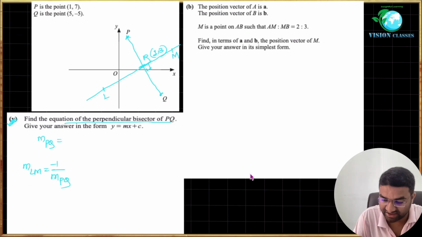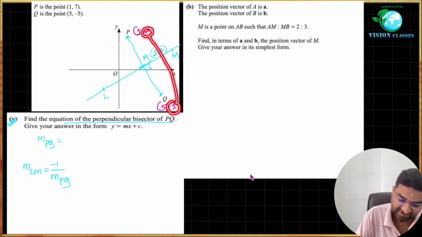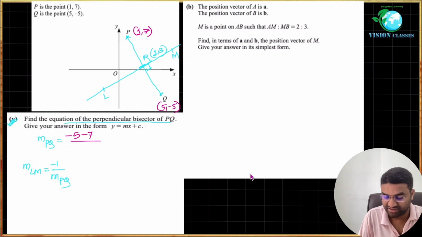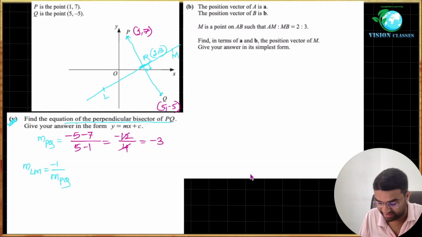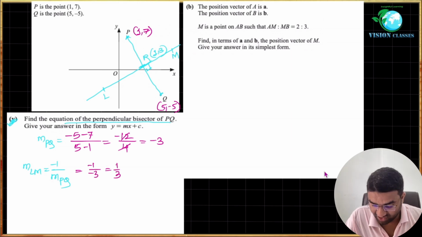Fine. So we will first calculate the gradient of PQ. P is 1, comma 7 and Q is 5, comma negative 5, isn't it? Now Y2 minus Y1. This is Y2 minus Y1, so negative 5 minus 7, divided by X2 minus X1, right? So 5 minus 1. That is negative 12 upon 4, which means negative 3. Fine. So substitute here negative 1 upon negative 3, which means 1 upon 3 will be the gradient of LM.